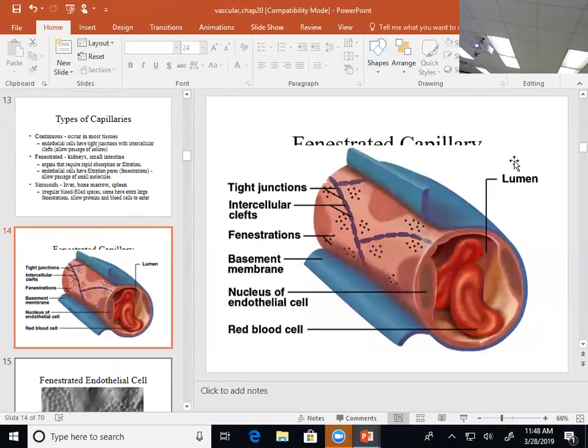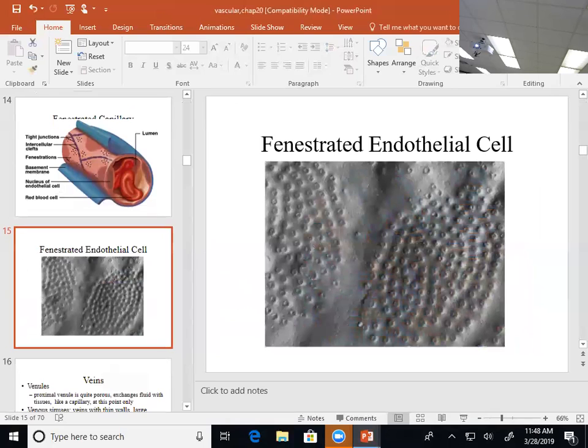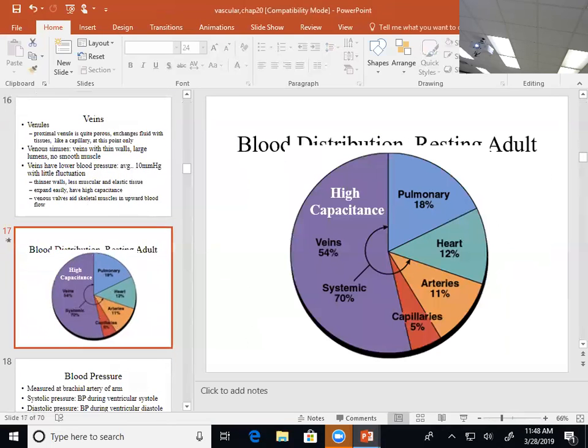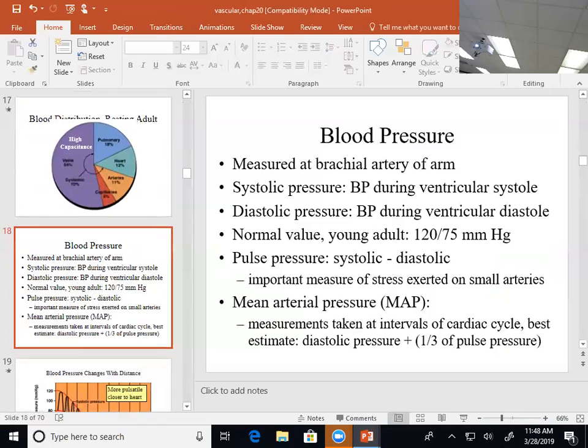And this is an illustration, but this is an actual scanning electron micrograph of an actual capillary vessel. Is that so cool? They truly are porous, aren't they? Do you see how porous that looks? So anyway, veins, and this is FYI, but if you ever wondered where most of your blood is at rest, this is at rest for an adult where we see most of our blood.